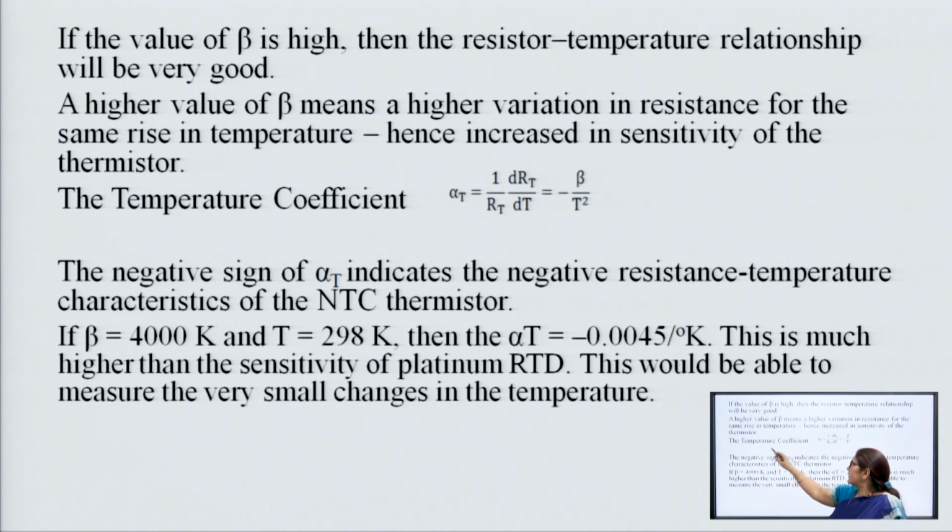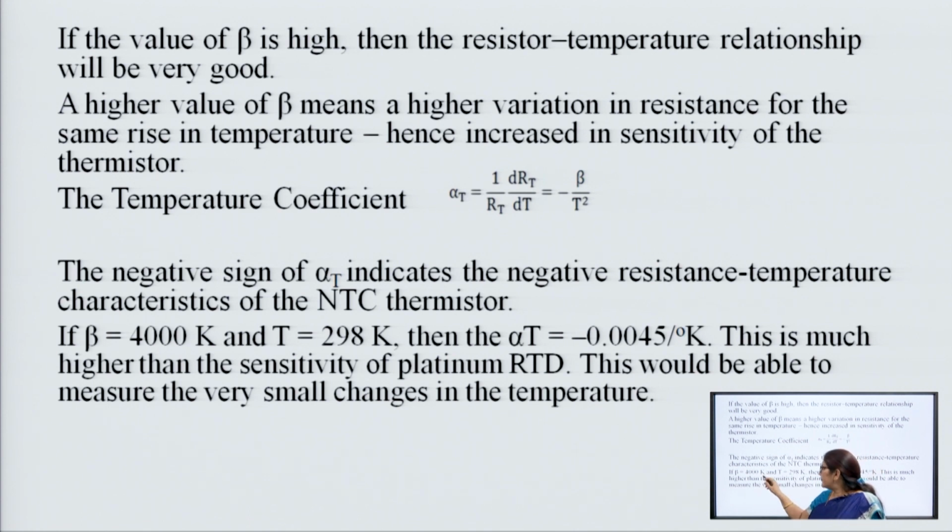So, next we can define the temperature coefficient. Temperature coefficient alpha T is equal to 1 by RT dRT by dT, and it is equivalent to minus beta by T square. Here the negative sign is shown, meaning this is for the negative temperature coefficient of the NTC thermistor. It means the resistance temperature characteristic is negative.